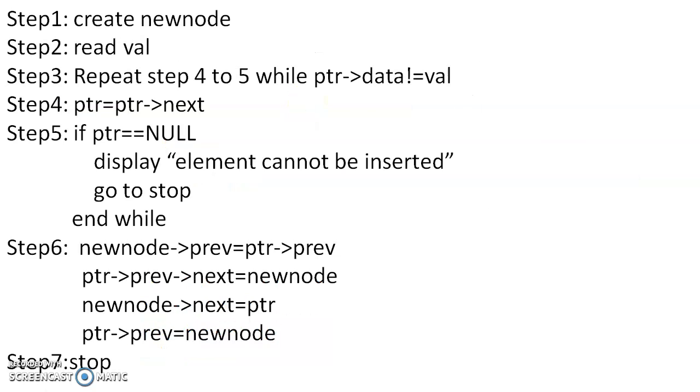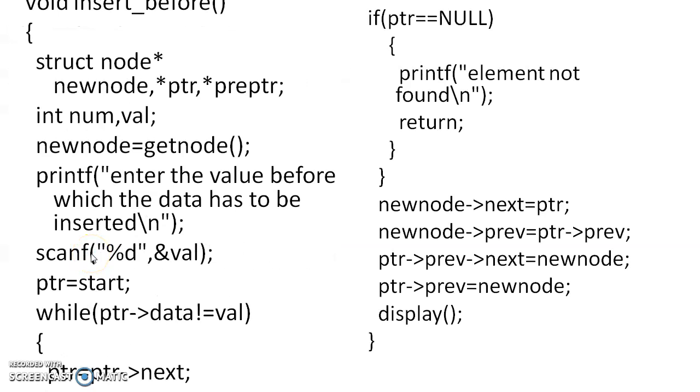See, at first we have to perform left hand side. This is the algorithm that we are having. We are reading the value. The pointer is starting at start, while the pointer of data is not equivalent to value, pointer equal to pointer of next. By using this one, I am reaching that particular thing. If pointer is equivalent to null, I am displaying element cannot be inserted. Then I am performing the four operations here, what we have seen. And this is the functional representation of this particular inserting the before.